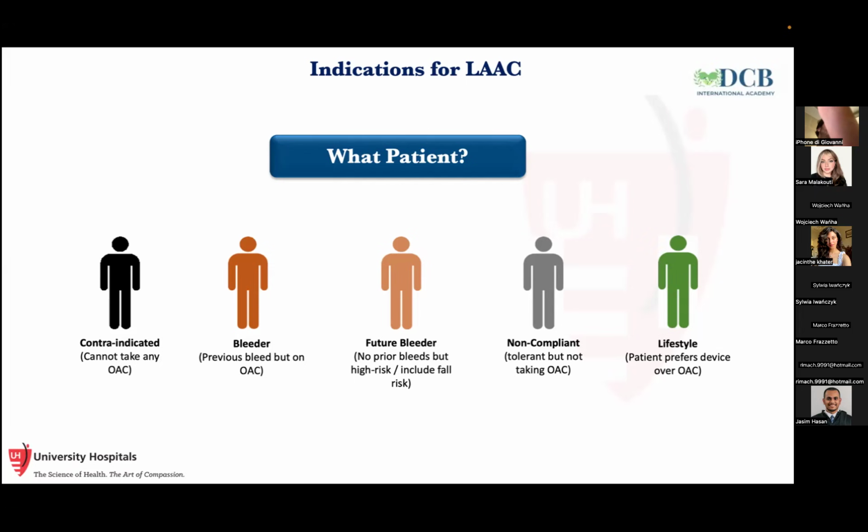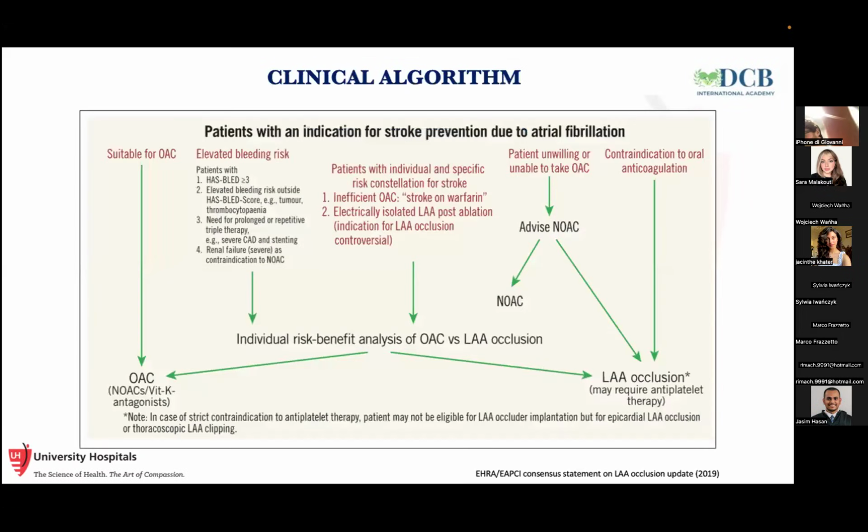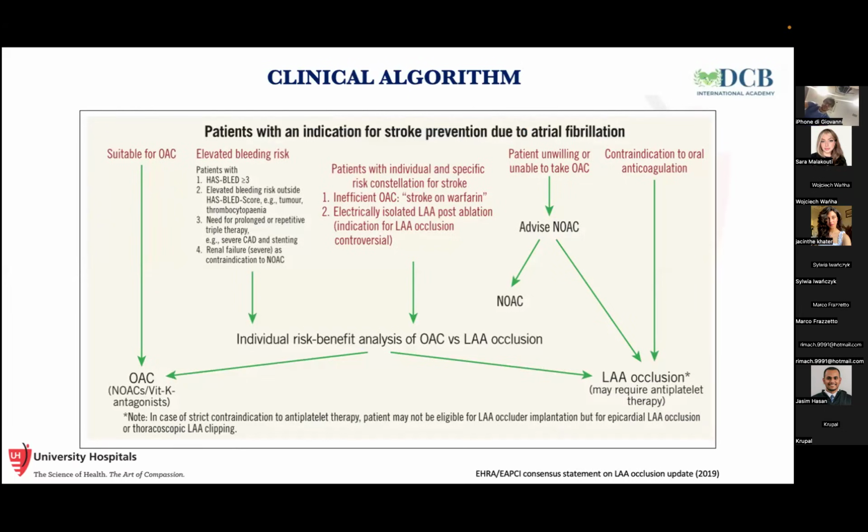Non-compliant patients, the GRI patients, are tolerant but not taking the oral anticoagulant therapy, so they are non-compliant. And then patients with an active lifestyle. This is the practical algorithm that we can use, for example, to decide when to candidate a patient to left atrial appendage closure. And as we can see, it's quite clear, because if the patient can take the oral anticoagulant therapy, starting from the left of your screen, the patient has to take it.